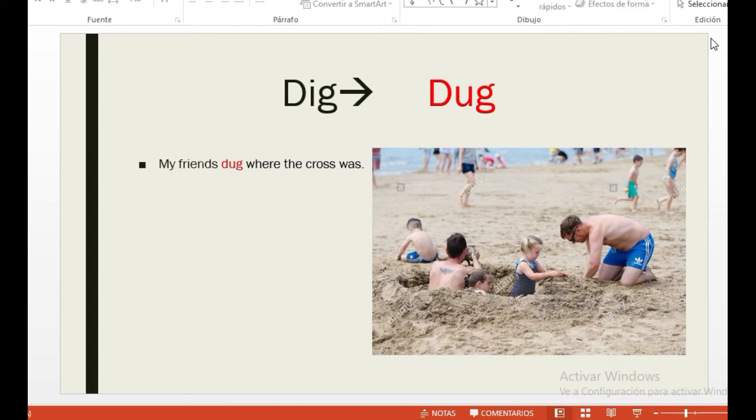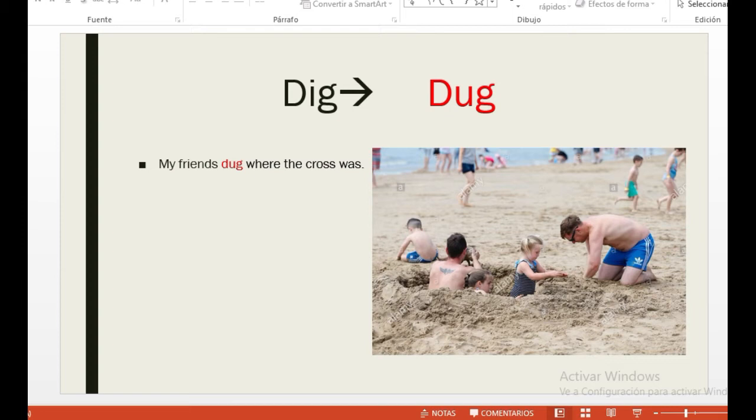Now look, for example, this family, they dug in the beach. Okay, they dug in the beach. So my friends dug where the cross was. Our next word is easy and simple, but let me remind you that you can stop the video whenever you want in order to practice more, okay?